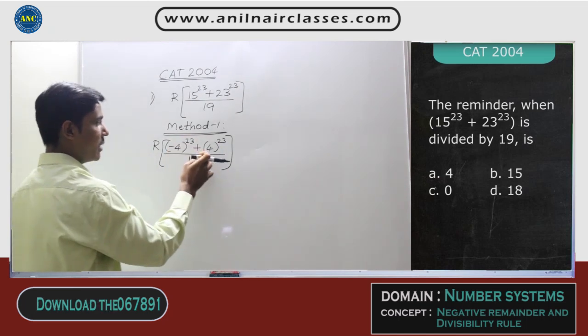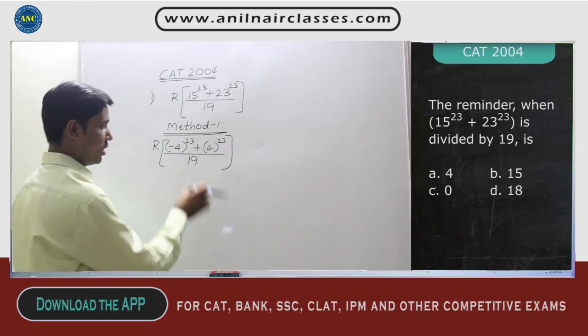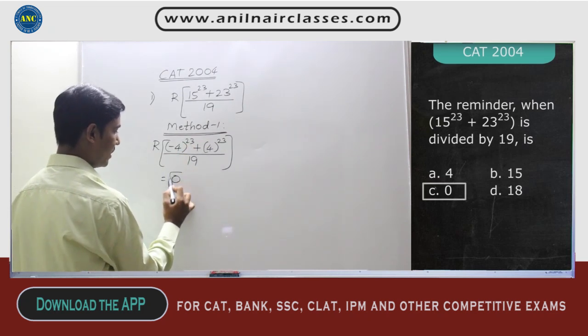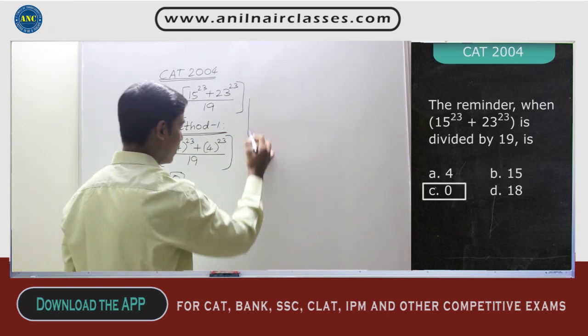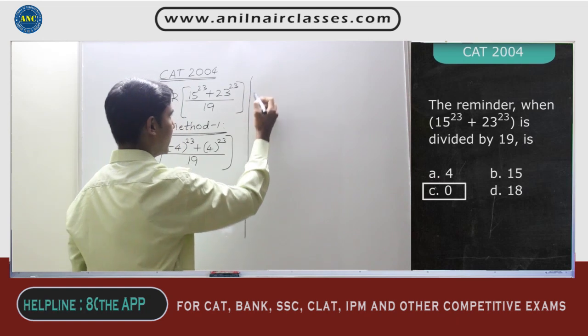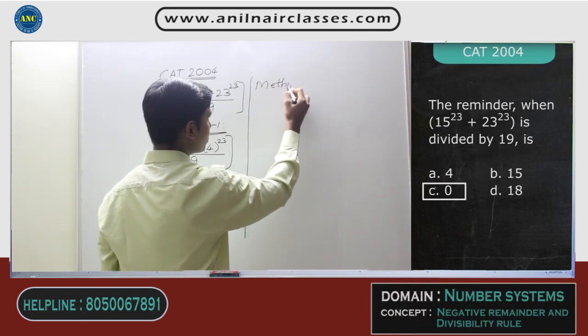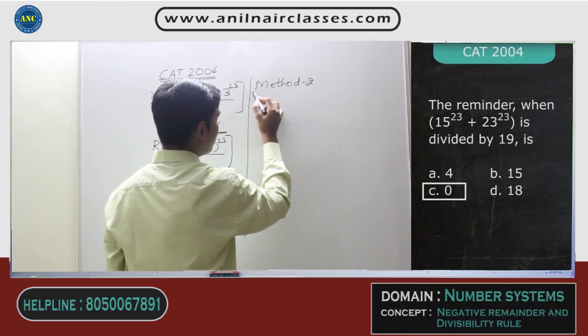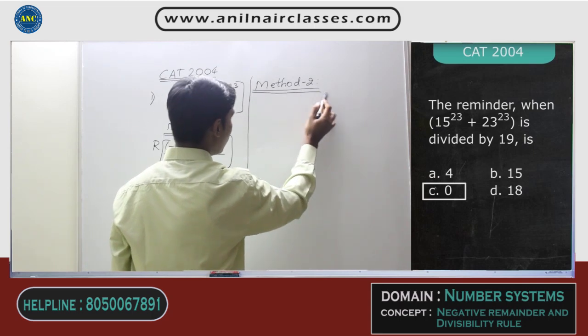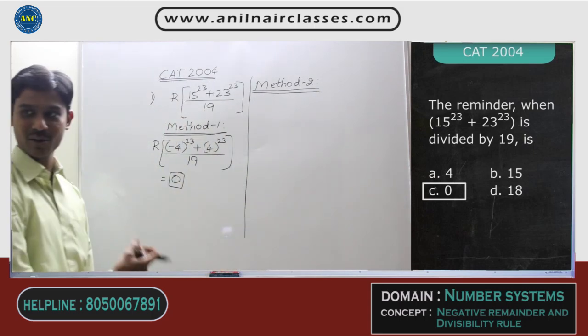Minus 4 power 23 plus 4 power 23 is 0. 0 by 19 is 0. Remainder is 0. This is one way of solving. Now, method 2. Method 2 is by the method of a power n plus or minus b power n. That method also can be applied.